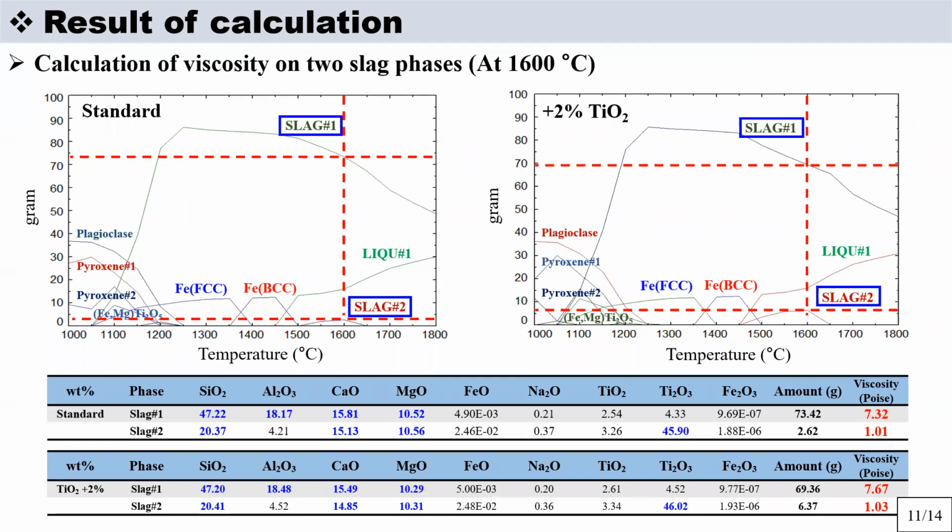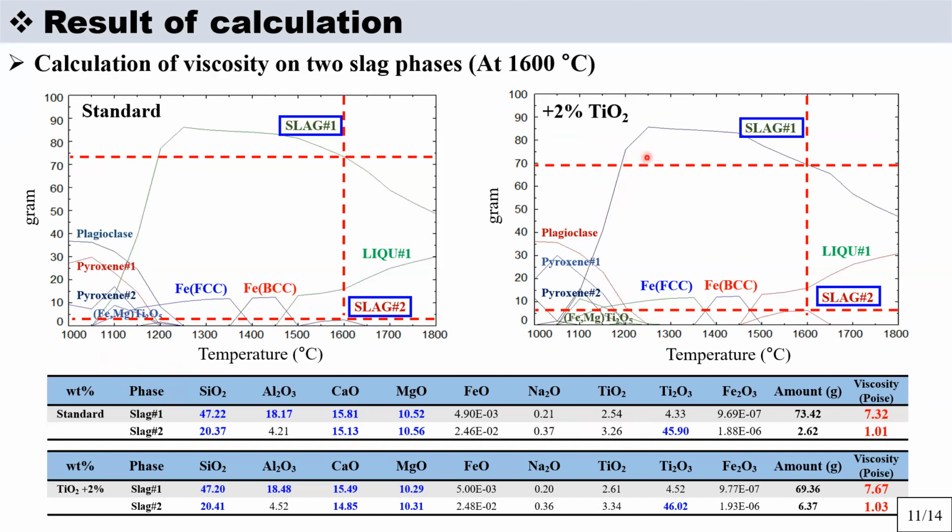This page shows the calculation results of viscosity on the standard composition and plus 2% TiO2 condition. For the standard condition, the viscosity of slag 1 is about 7.32 poise, and the viscosity of slag 2 is about 1 poise. The composition of each slag is as follows. The main component of slag 1 is SiO2, and for slag 2, the main component is Ti2O3.